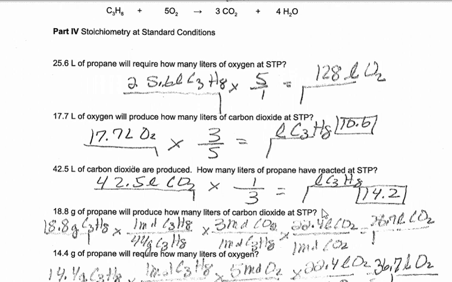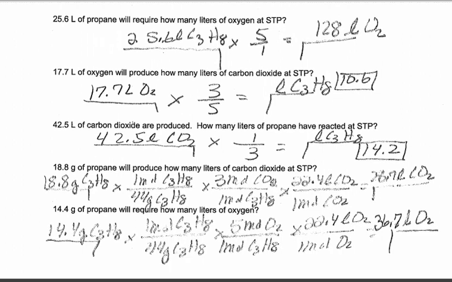Now this last step is 22.4 liters per 1 mole. All gases at STP occupy 22.4 liters. So we're not going to go in molar mass here. We're going to put 22.4 liters over 1 mole. And that gives us 28.7 liters of CO2.